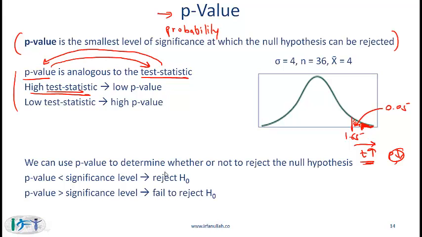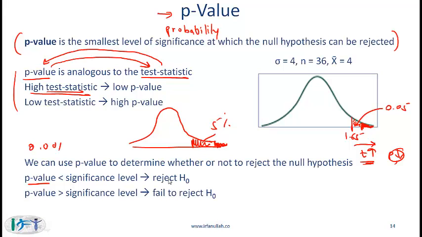We can use the p-value to determine whether or not to reject the null hypothesis. If the p-value is less than the significance level, so if you have a situation where the significance level is 5%, so that means you have 5% over here, and the p-value is smaller, so let's say the p-value is 0.001, that means that you have this probability or this p-value. If this p-value is less than 5% or less than 0.05, then clearly you reject the null hypothesis.